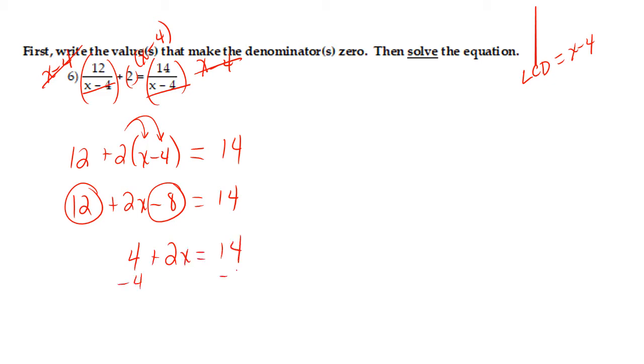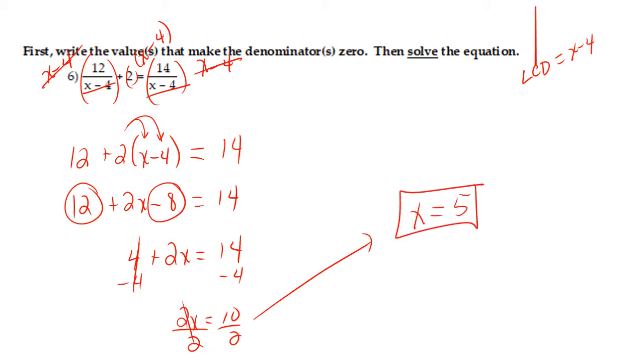So I need to subtract the 4 out, leaving 2x equals 10, and then divide by that 2. That will give me the solution of x equals 5. And the restricted value here would have been 4. Remember, we could not have a 0 denominator.